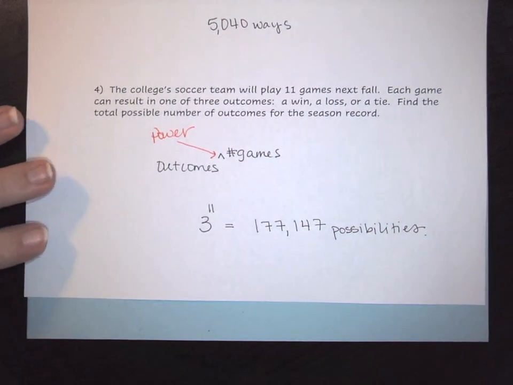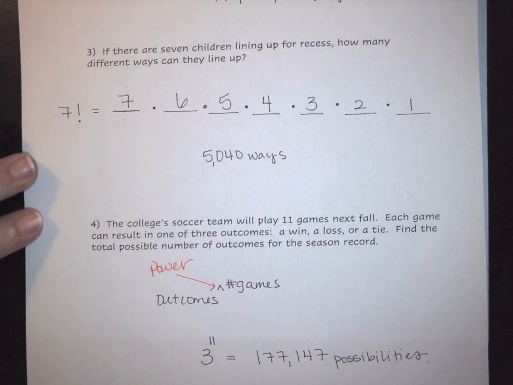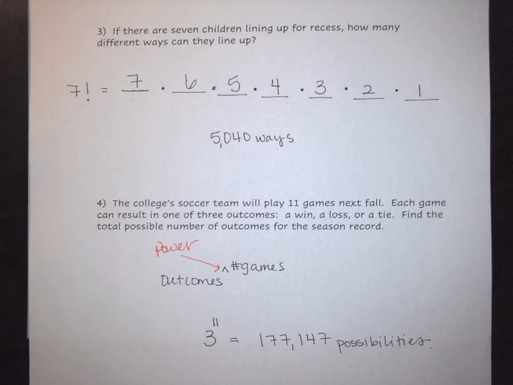Okay. So there you've got 4 examples, all of which are talking about the number of ways to use the fundamental counting principle to figure out the number of outcomes you have to a given situation.